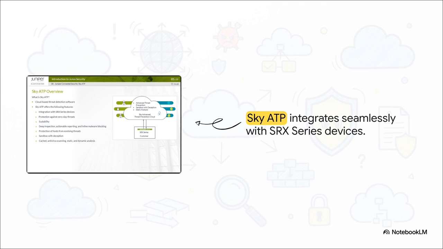And the beauty here is the completely seamless integration. The on-premise SRX firewall communicates instantly and directly with the Sky ATP Cloud. The cloud does all the really heavy computational lifting, things like sandbox deception and advanced behavioral analysis, and then feeds that critical intelligence right back down to your local network in real time.